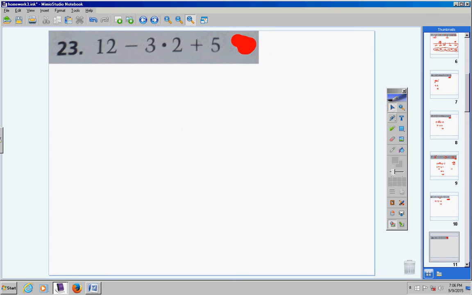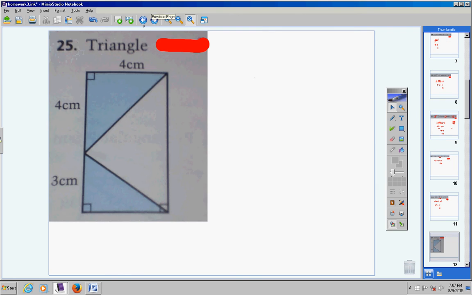Moving on to number 23. Do all multiplication and division first. So I'm going to bring down my 12. I've got multiplication right here. A negative 3 times a positive 2. Negative 3 times positive 2. Negative 6. Then bring down your positive 5, okay? Well, you have positive $12 plus 5 more. So you have positive $17. But you owe me $6. So you pay off your $6 debt and you're left with 11. Alright, moving on to number 25.